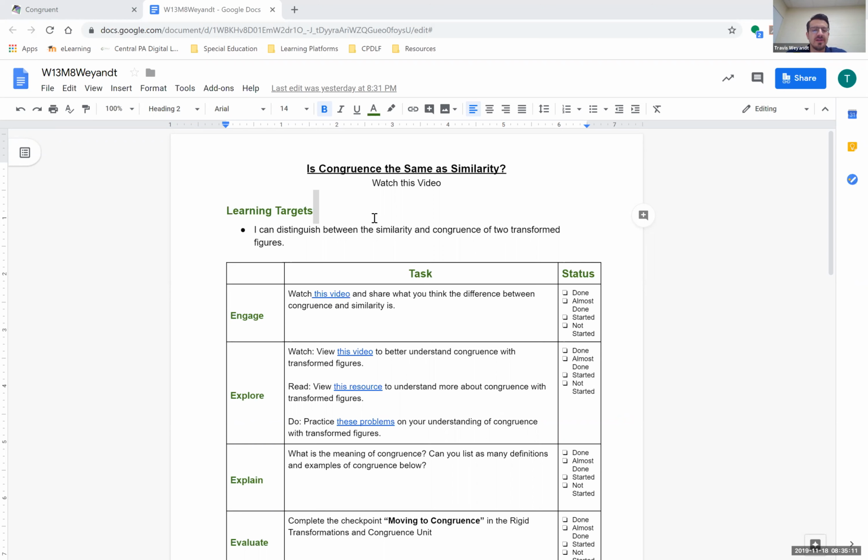So your learning target is, I can distinguish between the similarity and congruence of two transformed figures. So the idea is that congruence and similarity do have differences and they're not the same thing. Sometimes we use those words interchangeably without really understanding the actual definitions and explanations for both of them, because they do look at figures a little bit differently than one another. Having the understanding of what congruence is will help you finish this unit and maybe finish the rest of those checkpoints at the end.